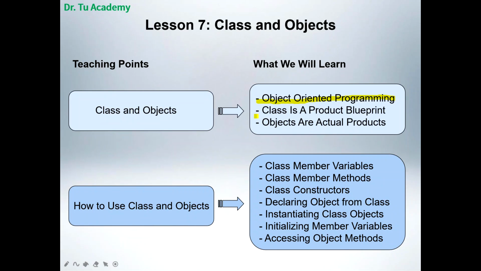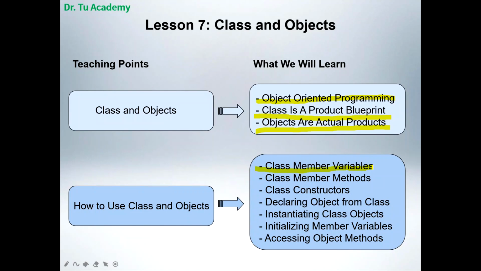So what is class? Class is a product blueprint. So we build an object based on the class definition. And the objects are the actual products. So in our Java programming, everything is a class and object. So how do we use class and object?